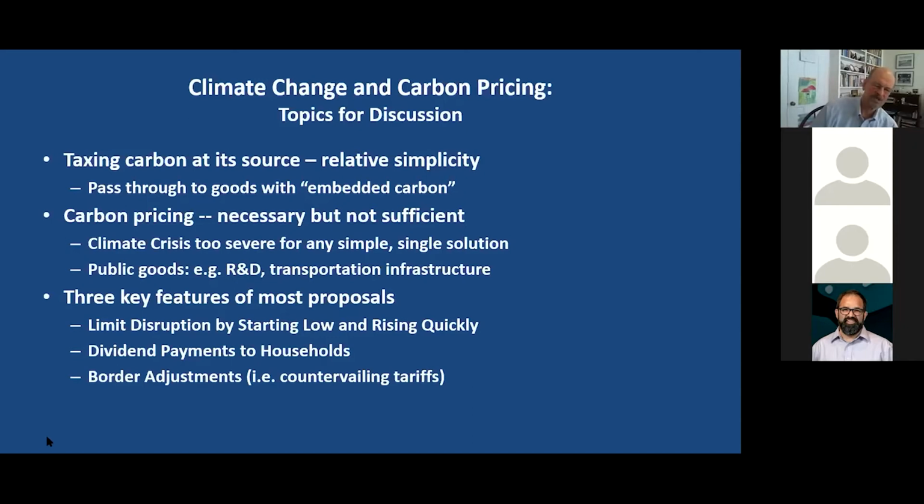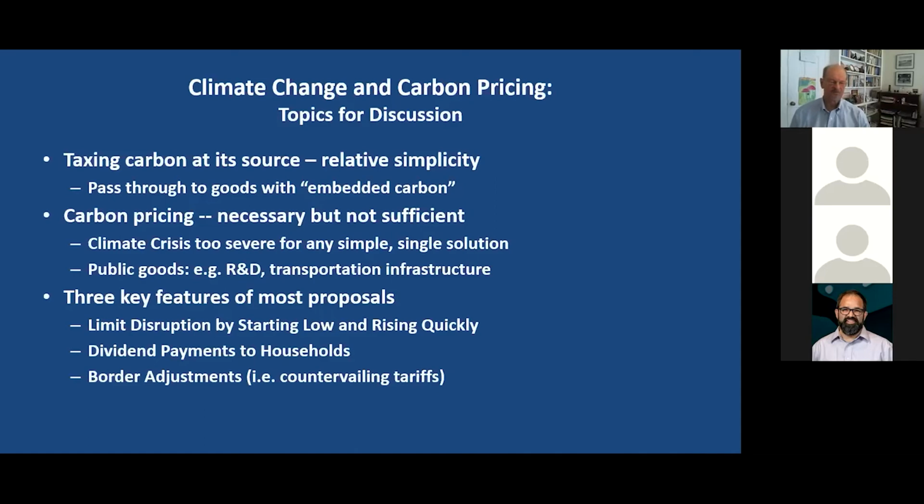So let me just mention finally three of the key features of most of the proposals, and there are many bills in Congress that Peter will be describing. One is that most of them want to limit the initial disruption in the economy by starting the price at a fairly low level, maybe as low as $10 or $15 a ton of carbon. That's roughly 11 cents a gallon of gas. So you avoid a lot of disruption that way, but you have to raise that price fairly quickly to start having teeth and to achieve those goals for 2035, for example.